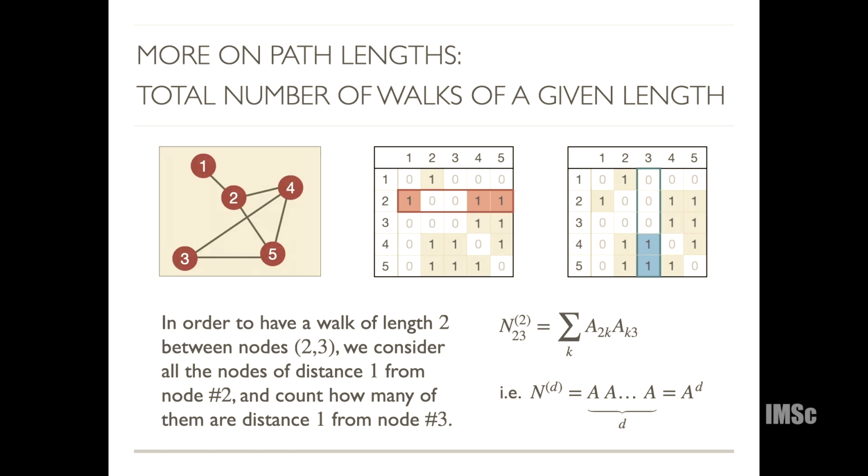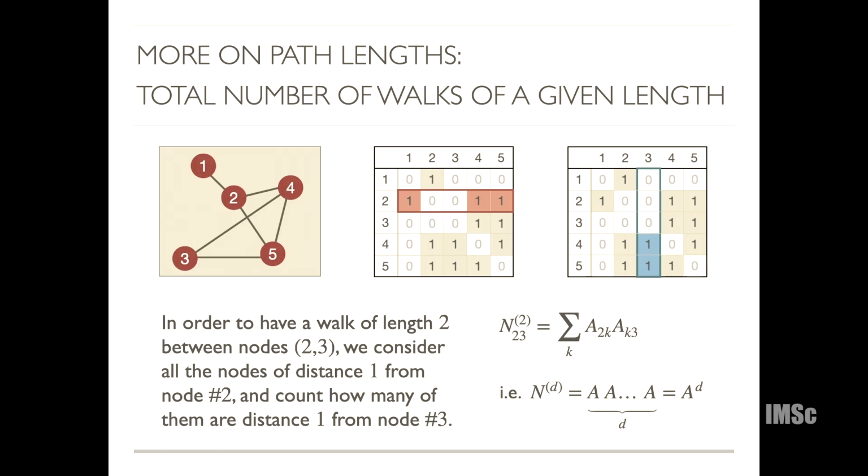Suppose you want to go from node 2 to 3, and we need to have a walk of length 2. So how do you get there? First of all, you have to list all the walks of length 1 from node 2. I can go here, here, here, 3 places. So that's what's listed over here.